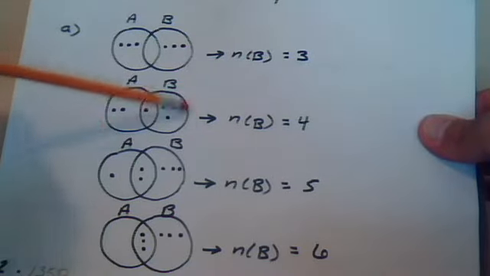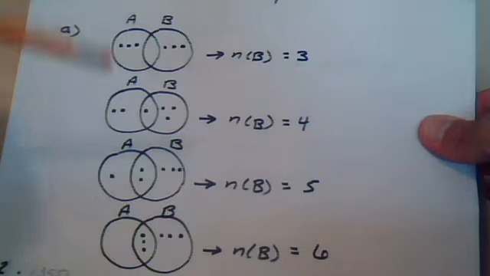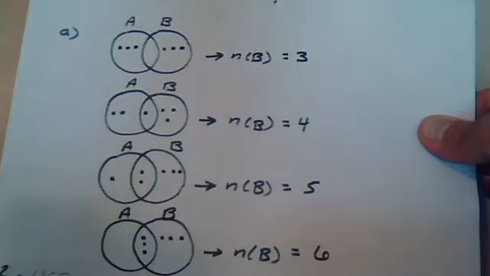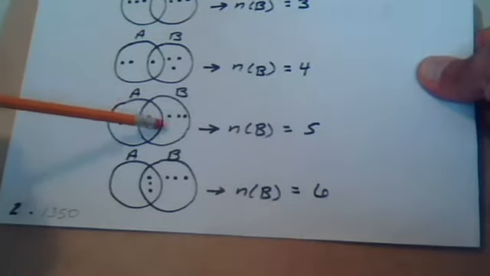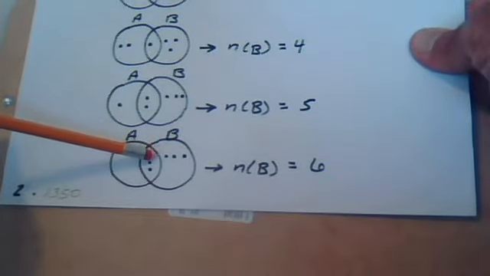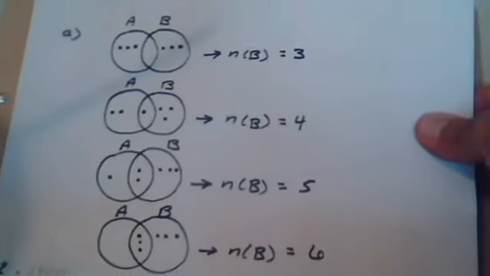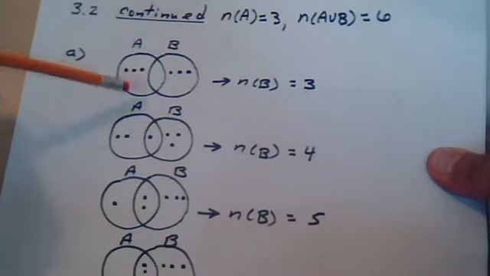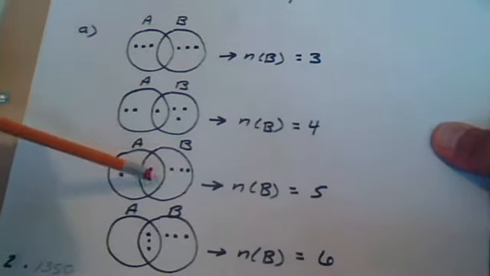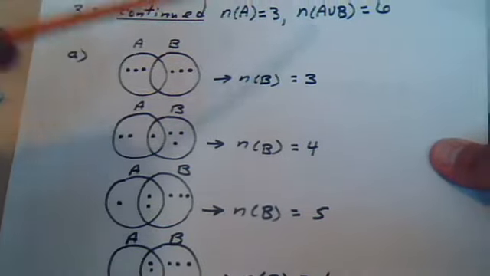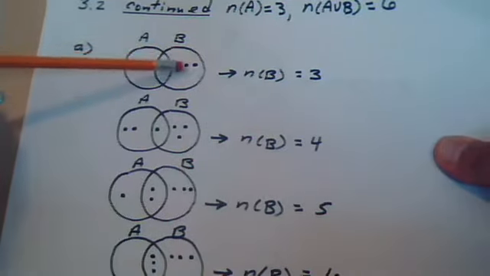Now if you were to draw it this way, notice how B has 1, 2, 3, 4. And if you draw it this way, B has 1, 2, 3, 4, 5. And if you draw it this way, B has 1, 2, 3, 4, 5, 6. And in each case, the number of members of A remains 3, and the sum of the members of A with B remains 6.